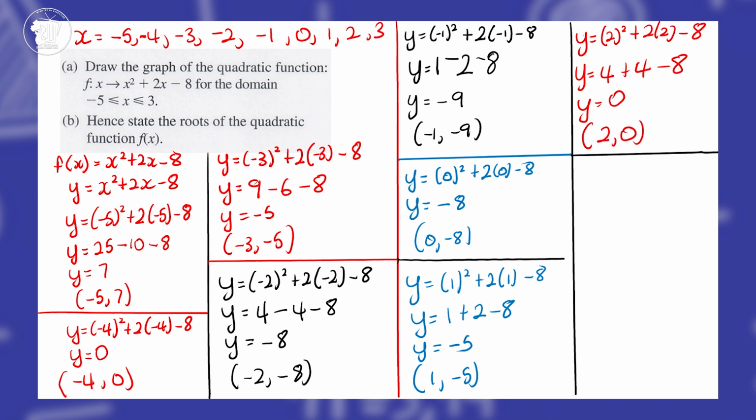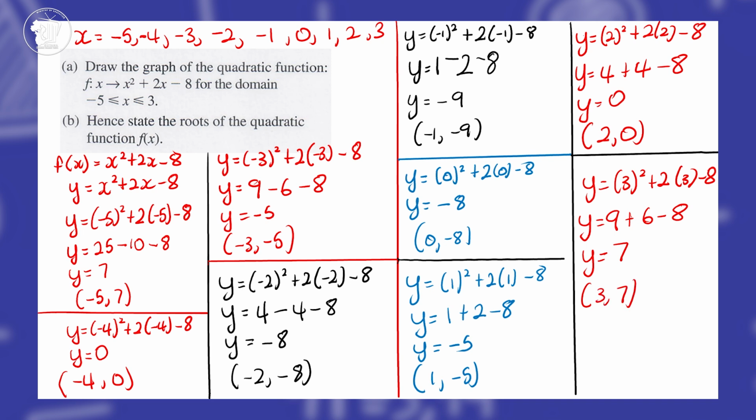Then the last one, which would be 3. So we substitute 3 into this function. So we'll have y is equal to, instead of x squared, we'll have 3 squared plus 2 times 3 minus 8. So y will be equal to 3 squared is 9, plus 2 times 3, which would be 6, minus 8. And y is equal to 9 plus 6 minus 8 would be 7. Our coordinates here would be 3 and 7.